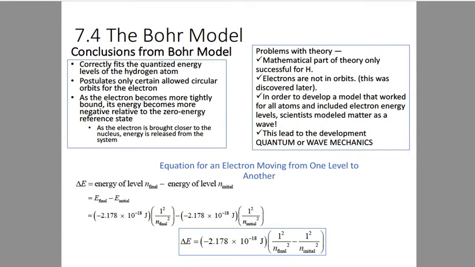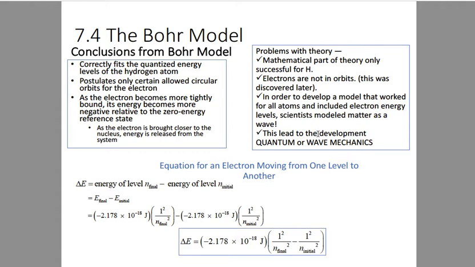As the electrons become more tightly bound, as they become closer to the nucleus, the energy is more negative relative to the zero energy of the reference state. So wherever it was, as it moves closer towards the nucleus, we're going to have more negative. If it moved more away, it would be more positive. As the electron is brought closer to the nucleus, the energy is released from the system.